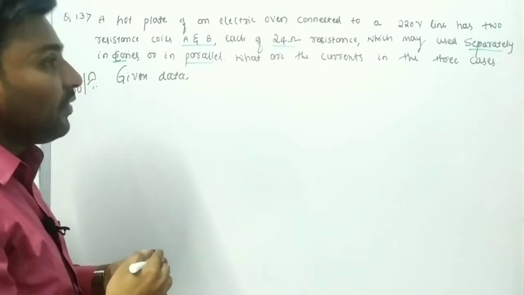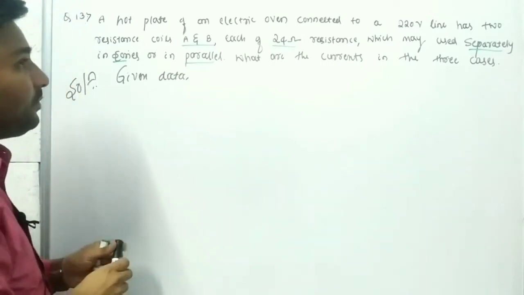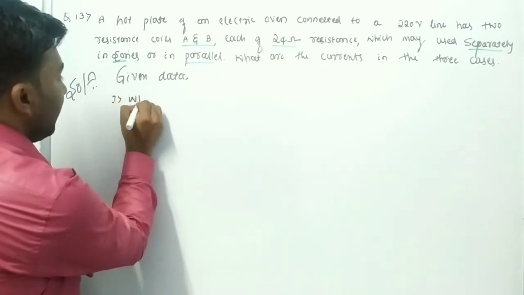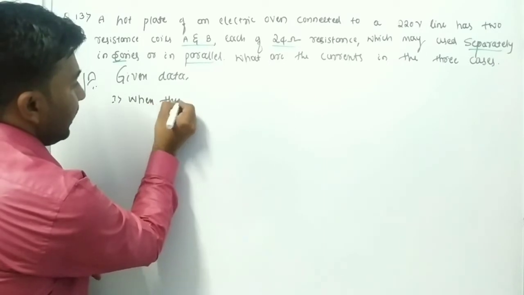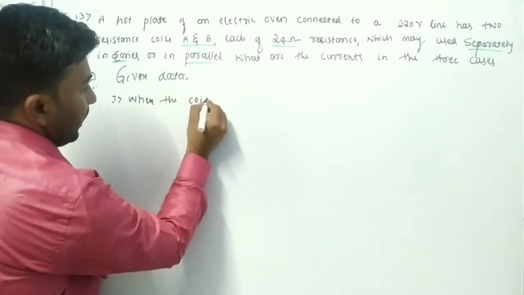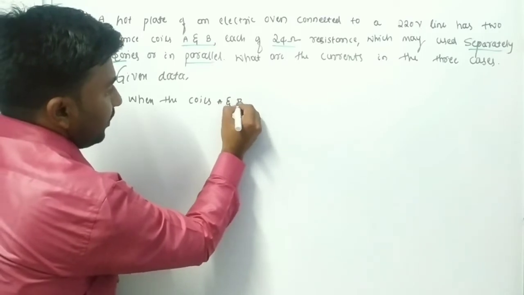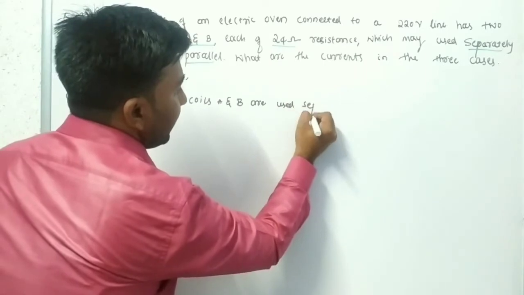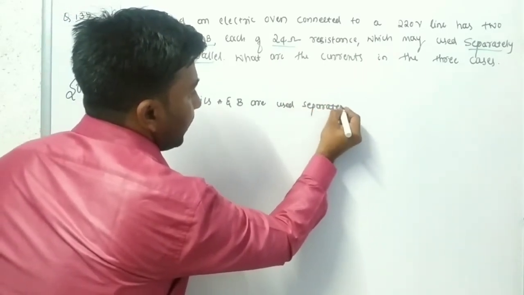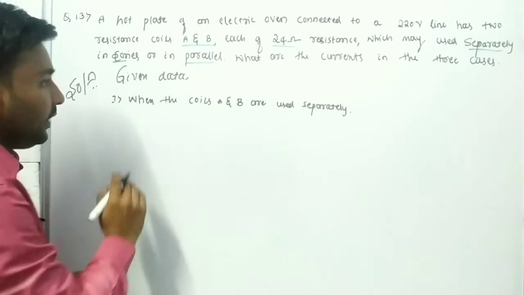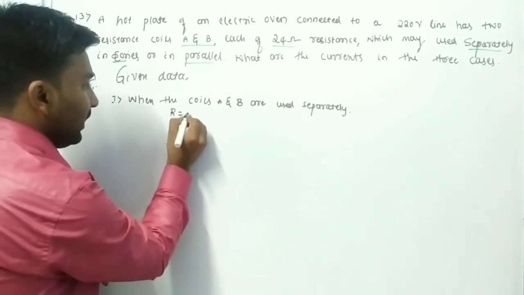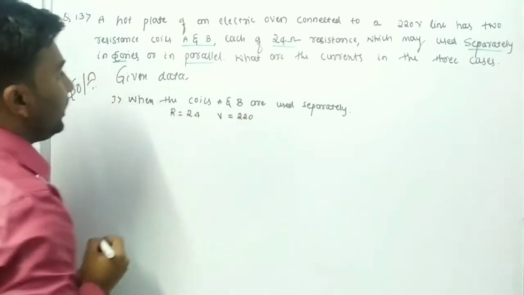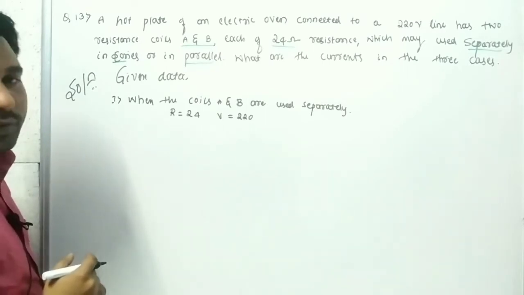Let us take the first case, when the coils A and B are used separately. Now what is the data here? Resistance is 24 ohm, and voltage is 220 volt, correct? Voltage is 220 volt.